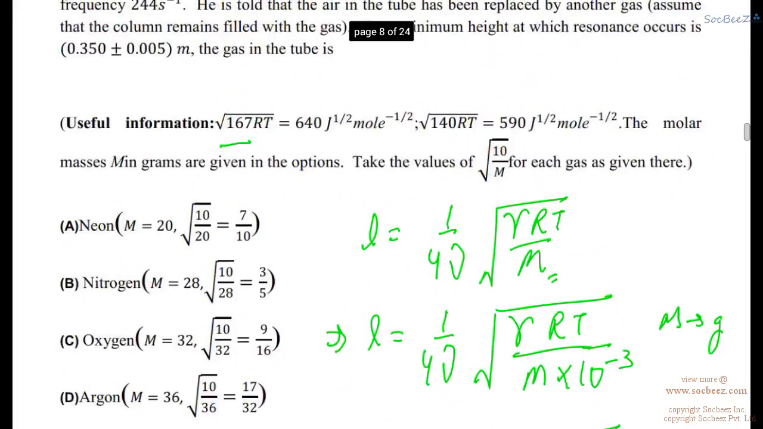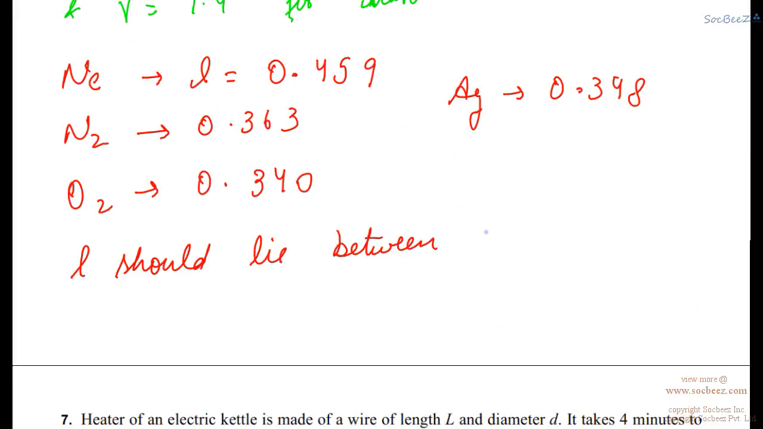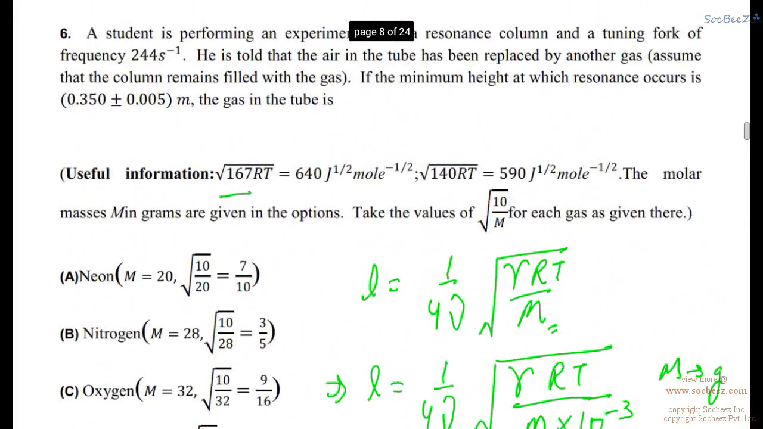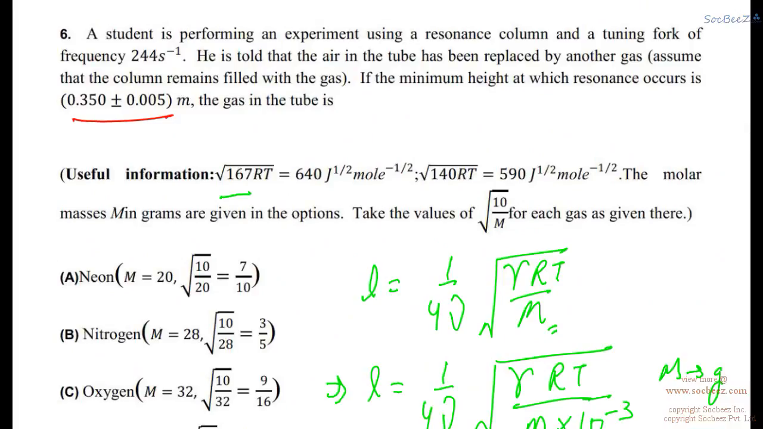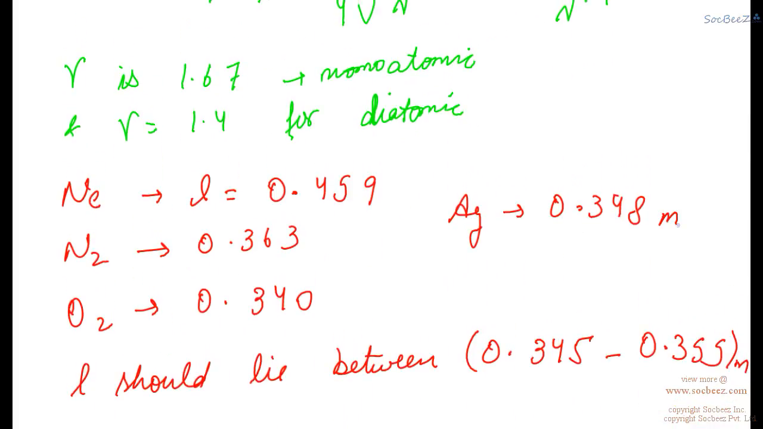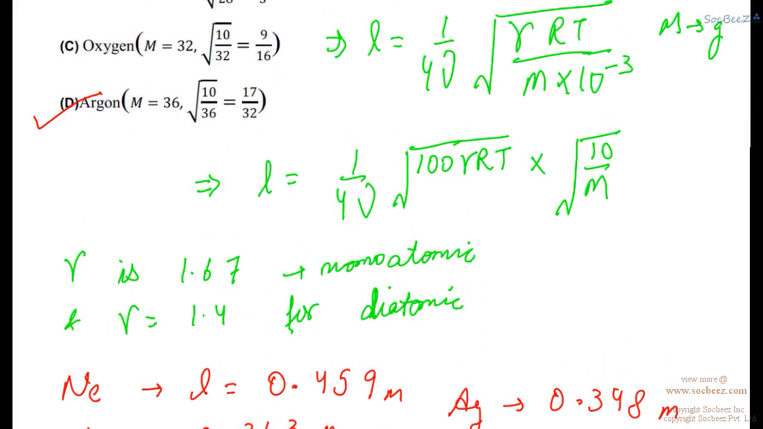0.348. Well, since the value of L should lie between 0.345 to 0.355 meter. Since it is given that the error is 0.005 meter, therefore the value of L should lie between 0.345 to 0.355 meter. Therefore, the only option here that satisfies the condition is option D.